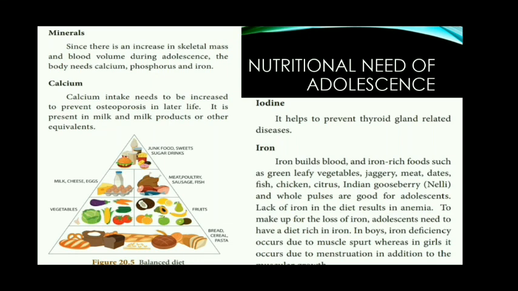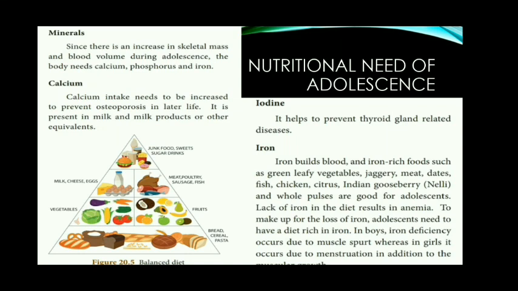The nutritional deficiencies during this period not only retard the physical growth but also impair the intellectual development and may also delay sexual maturation. A very good amount of proteins and carbohydrates is necessary during this growth period. Apart from that, adolescents need to take minerals, calcium, iodine and iron for their proper growth. The minerals are necessary to increase their skeletal mass and blood volume.